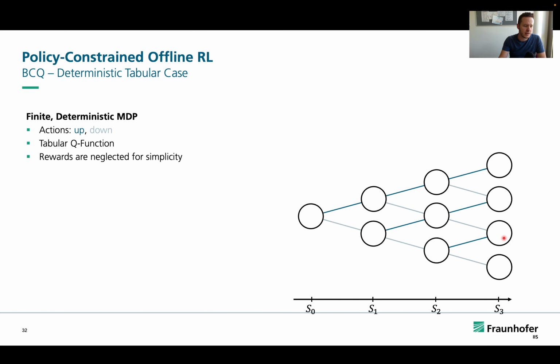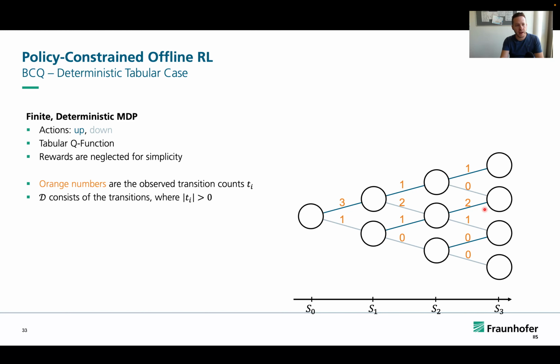Just imagine that we have an MDP and this is the state space, so we have different states we can encounter through interacting with the environment, and we have trajectory rollouts all starting from S0. There are 2 actions, up and down, encoded with the 2 colors here. We have a tabular Q function, so we can enumerate everything, and there is no reward so far. So we only want to consider visitation sequences in this setting.